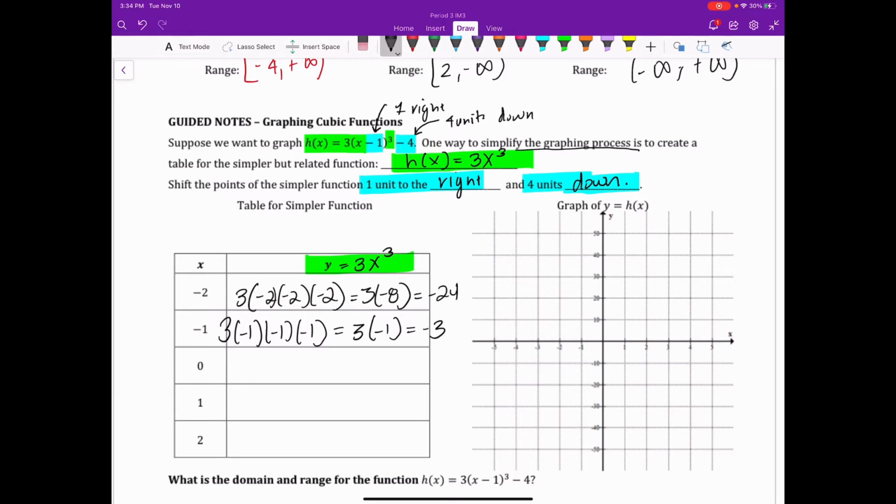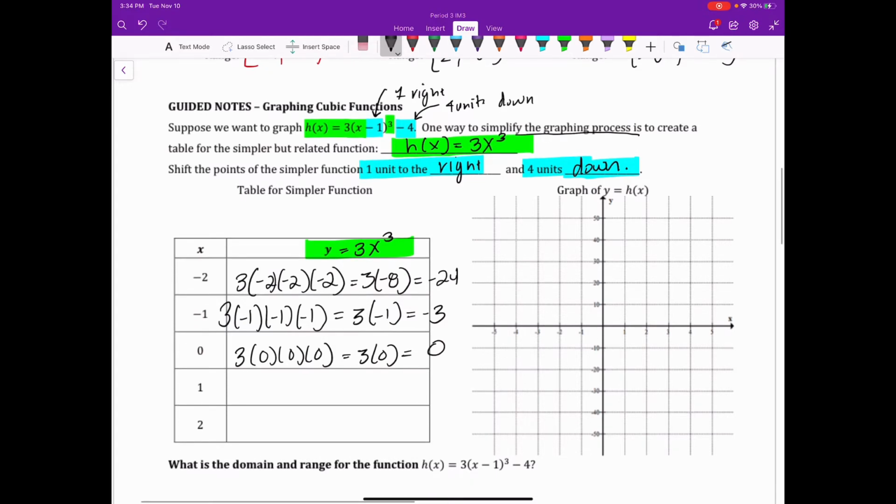And then I do it when x is 0, so I replace the x with 0. And so this is just 3 times 0, which is just 0. If x is 1, then it's 3 times 1 times 1 times 1, which is 3 times 1, which is 3. And then if x is 2, it's 3 times 2 times 2 times 2, which just becomes 3 times 8, which is positive 24.